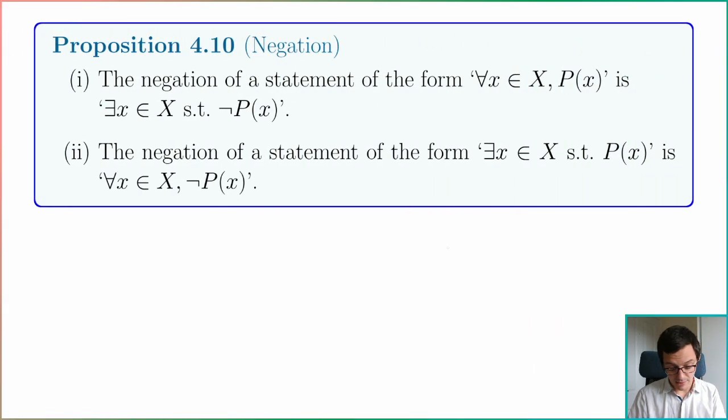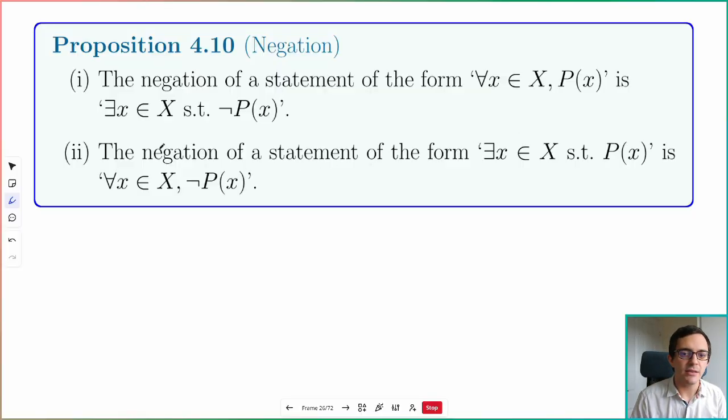Okay, let's talk about negation, to write down the negative of a statement like the ones we've been looking at. If your statement starts, for all x in X, some property is true, it says that the property is true for all of them. The negation of that, the opposite, would be there exists an x in X such that the property doesn't hold, not P, for that value of x.